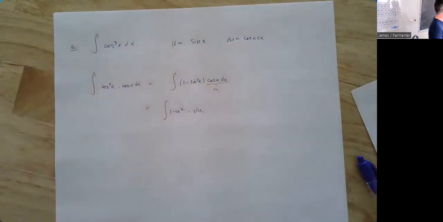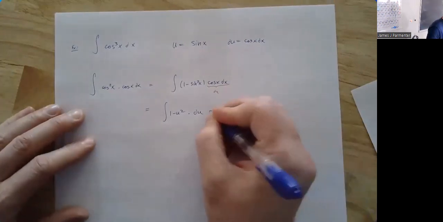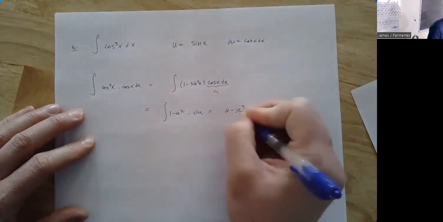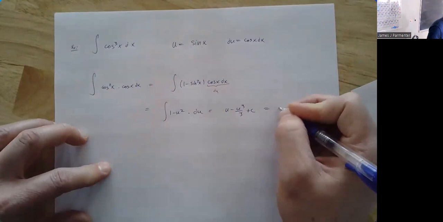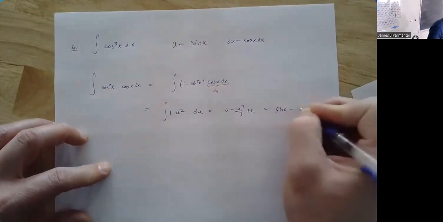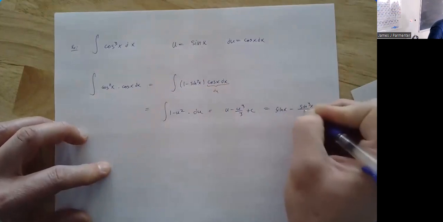It just seems really tricky when it's written like that. You're like, well, I don't know what to do. So a lot of times if you have trig things, sometimes rewriting part of it using one of your Pythagorean trig identities is necessary. This would be u minus u cubed over 3, which is sine x minus sine cubed x over 3.